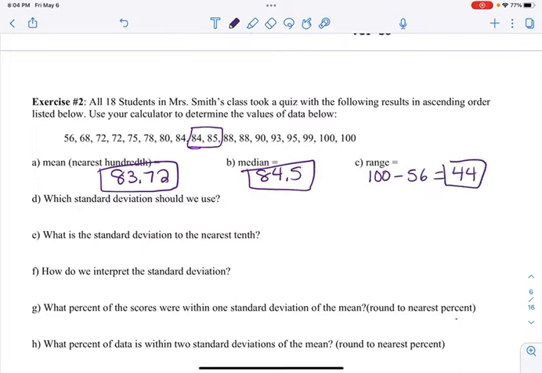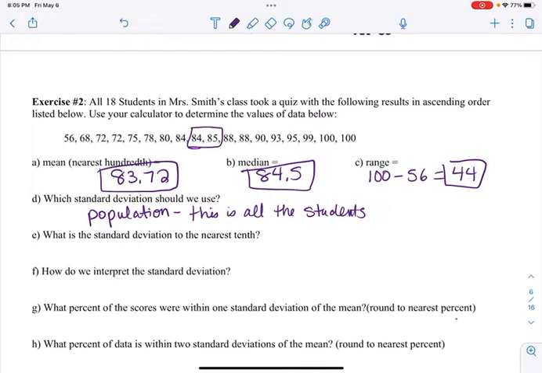And again, which standard deviation should we use? We should use the population standard deviation. All right, it's all the scores. This is all the students' scores, not just a sample.